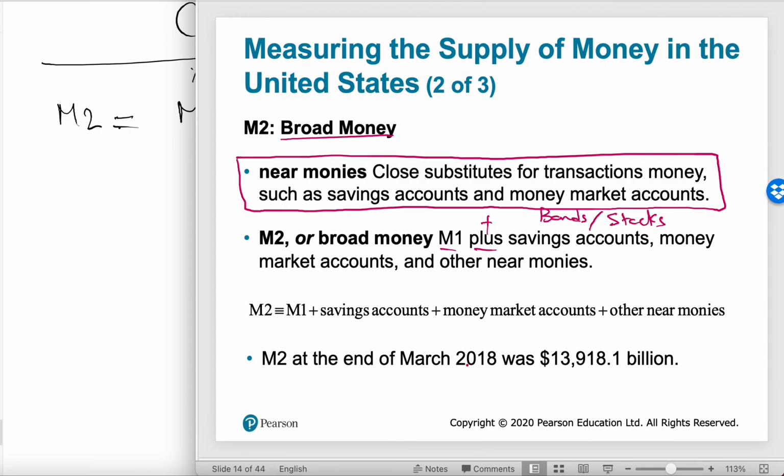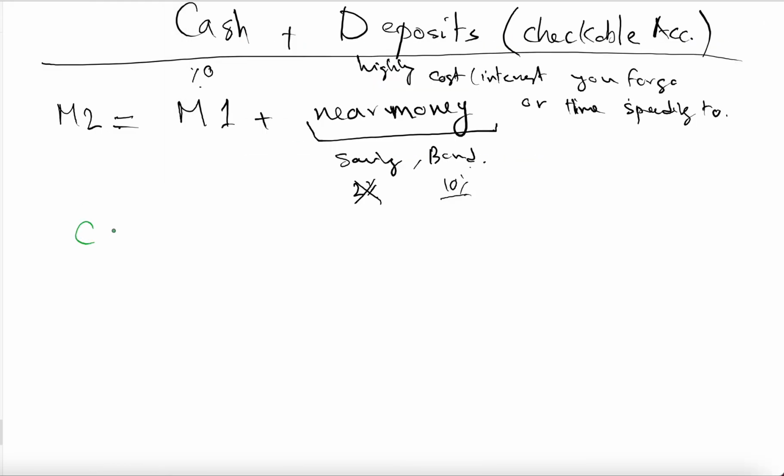If we give you a table, you can identify which ones are near money, and then you can calculate the M2. So M2 is M1 plus saving accounts, money market, and other near money. In the US, in March 2008, remember that M1 was $3.6 trillion. The M2 is equal to this much. The central banks have a very accurate number of the amount of M1 and M2. And if you go to the CBO, Central Bank of Oman, annual report, M1 and M2 are given, how much it is in Oman.